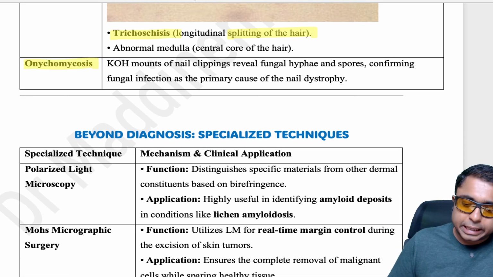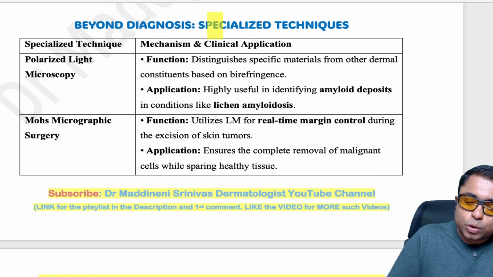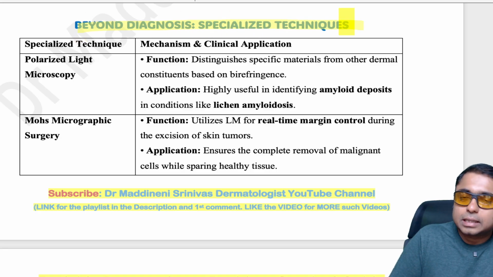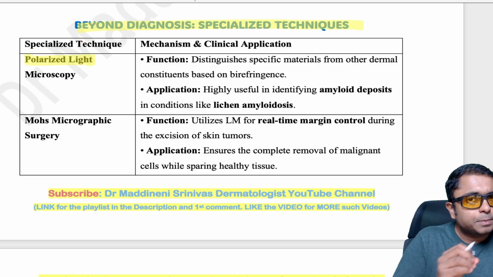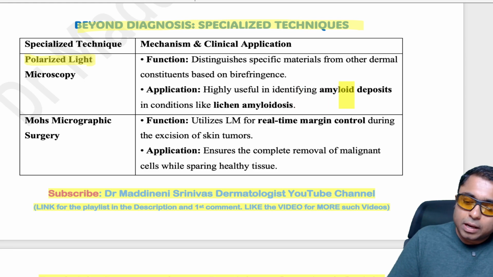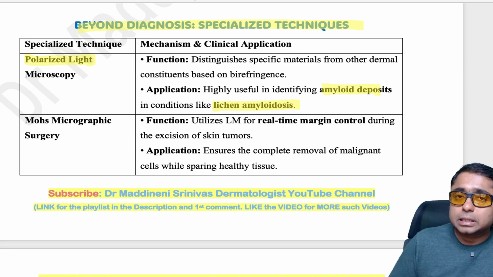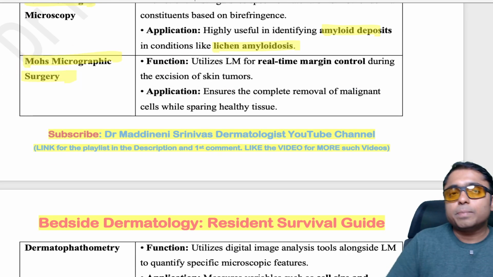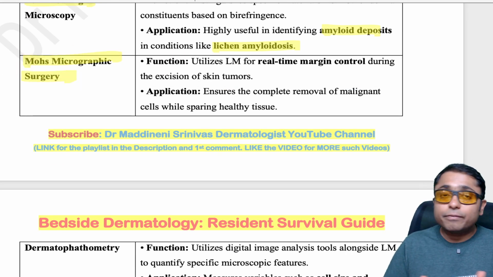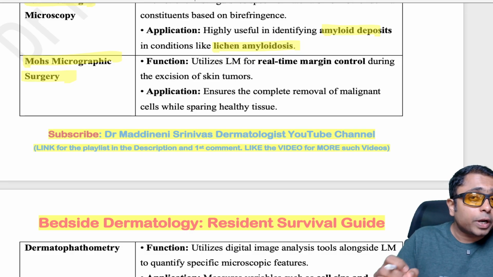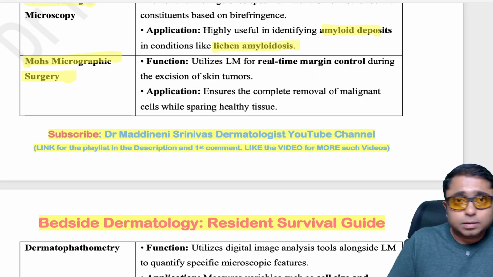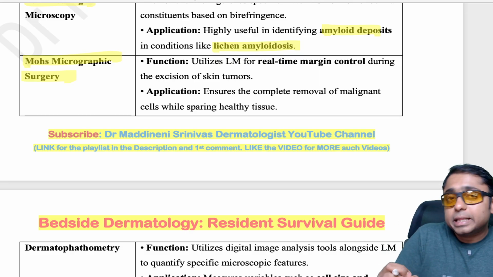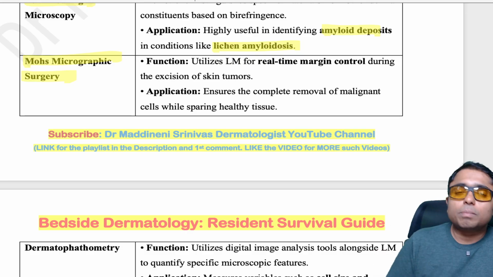Onychomycosis, yes, obviously it is a fungal infection. So coming to the diagnosis with specialized techniques, like, for example, already discussed polarized light microscopy, it can help in observing the amyloid deposits in patients of lichen amyloidosis. And also very important, Mohs micrographic surgery, in which case we have to remove the edges where the malignancy could be there, which is looking normal clinically.